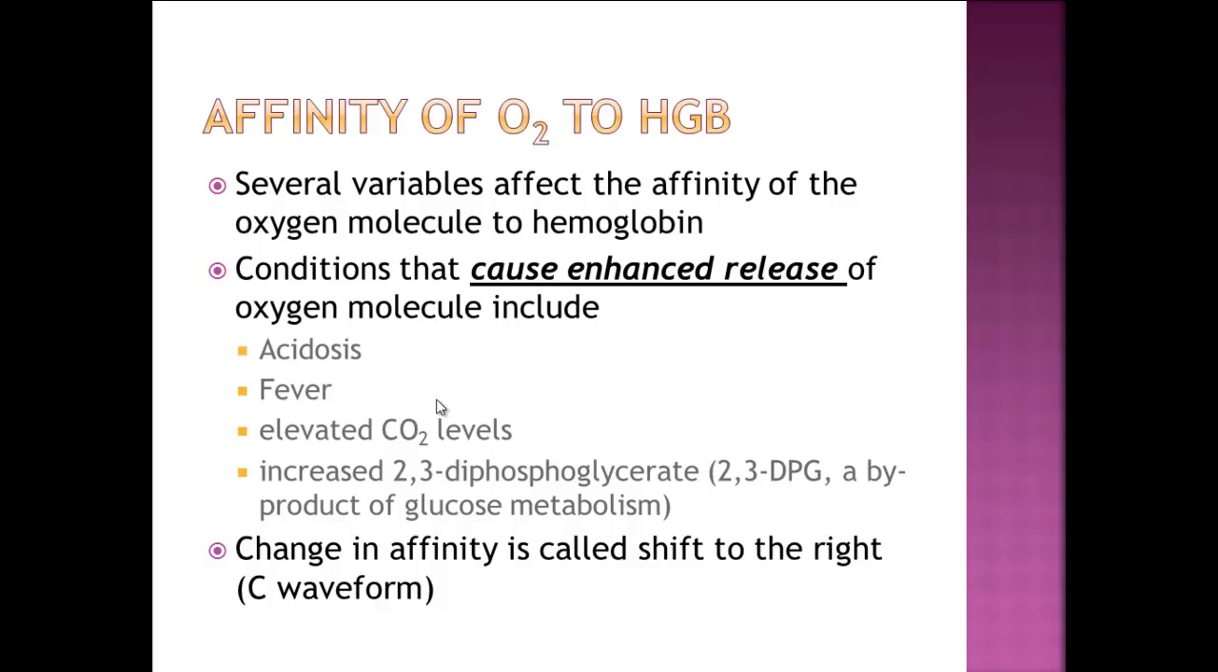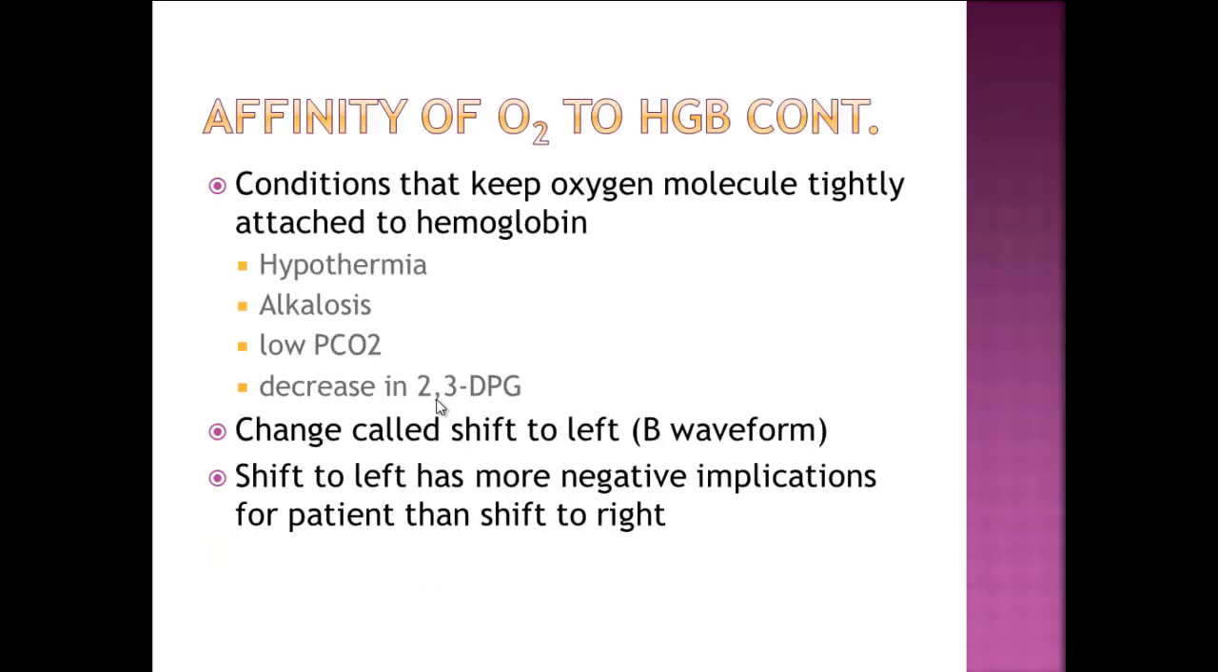Those conditions are acidosis, fever, and elevated carbon dioxide levels, which we see in acidosis sometimes. And then there is a product of glucose metabolism that, when it is increased, will also cause this enhanced release, or letting go of oxygen too soon. When the affinity is enhanced so that it releases too soon, it's called a shift to the right. And there's a C waveform that we use. You'll see that in a minute, which gives you a visual of what that might look like.